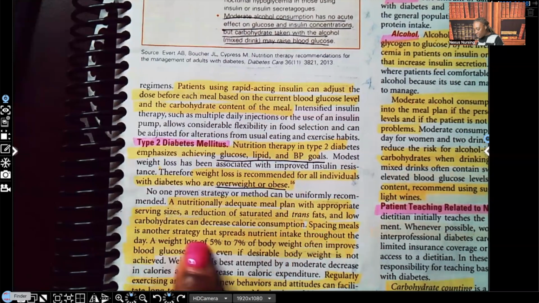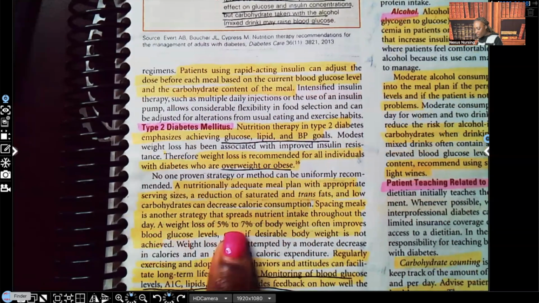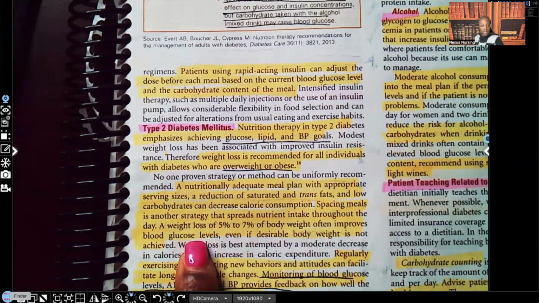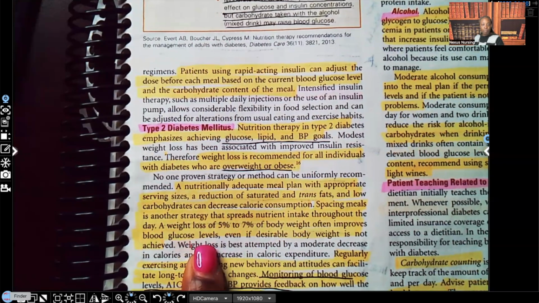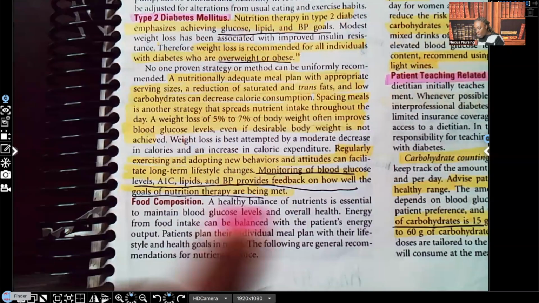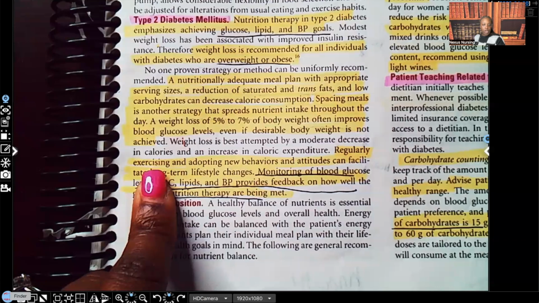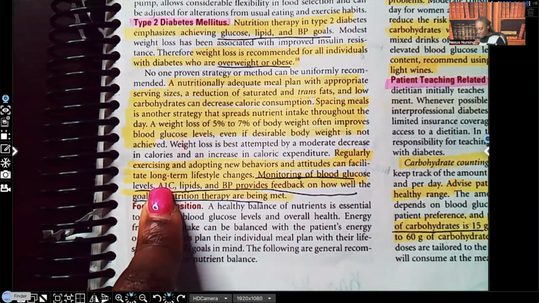Spacing meals is another strategy that spreads nutrient intake throughout the day. Weight loss of 5 to 7% of body weight often improves the blood glucose levels, even if the desirable weight has not yet been achieved. But just the fact that they've lost 5 to 7% of that total body weight makes a huge difference. Regularly exercising, adopting new behaviors and attitudes can facilitate long-term lifestyle changes. Start by walking. Teach them to start by walking. Walk 20, 30 minutes a day.